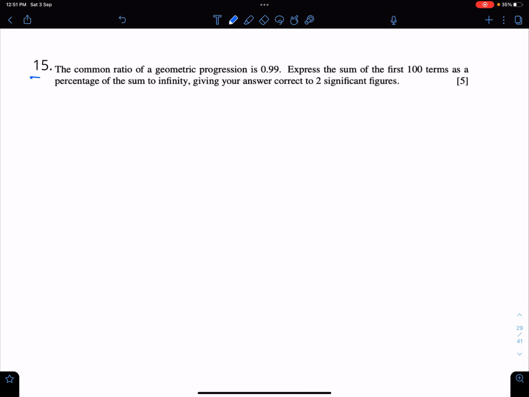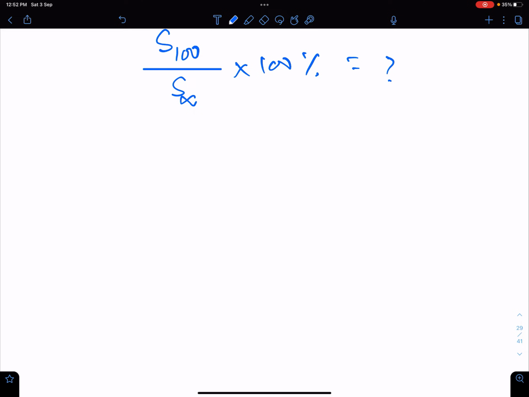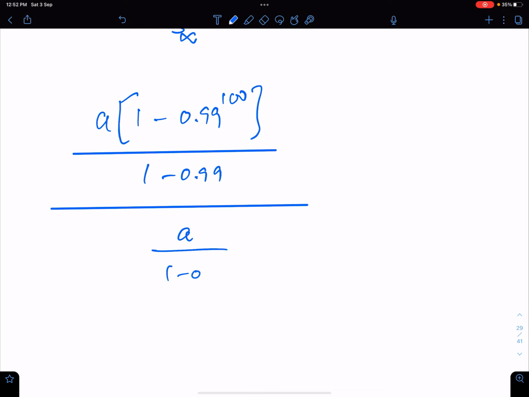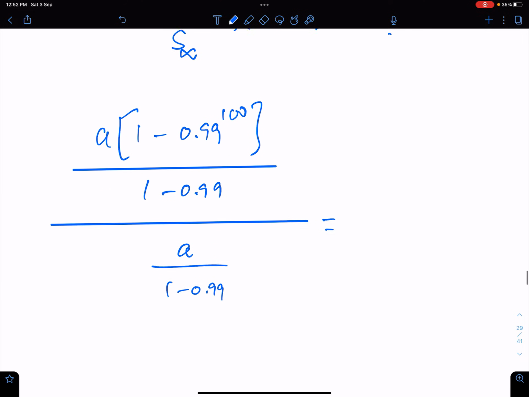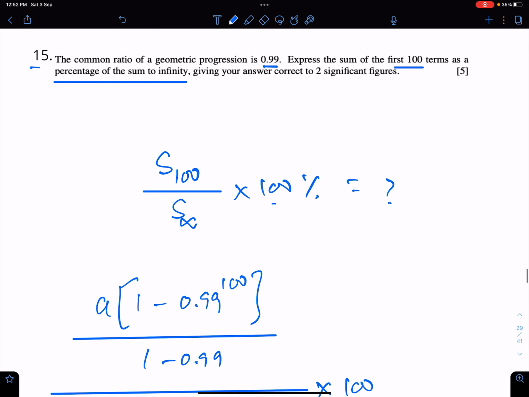Question 15. The common ratio is 0.99. Express the sum of the first 100 terms, which is S100, as a percentage of the sum to infinity. That is S infinity times 100. So this is the requirement of this question. So S100 is A times 1 minus 0.99 power 100, over 1 minus 0.99, divided by S infinity, which is A upon 1 minus R, and it's times 100, according to this.